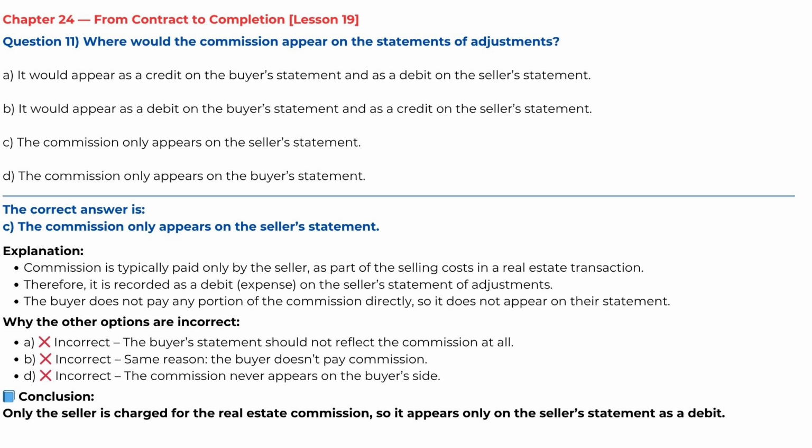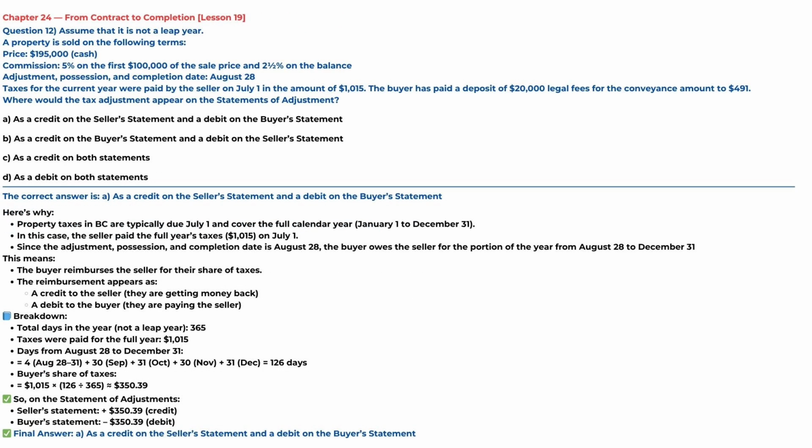A. Incorrect. The buyer's statement should not reflect the commission at all. B. Incorrect. Same reason, the buyer doesn't pay commission. D. Incorrect. The commission never appears on the buyer's side. Conclusion. Only the seller is charged for the real estate commission, so it appears only on the seller's statement as a debit. Question 12. Assume that it is not a leap year.